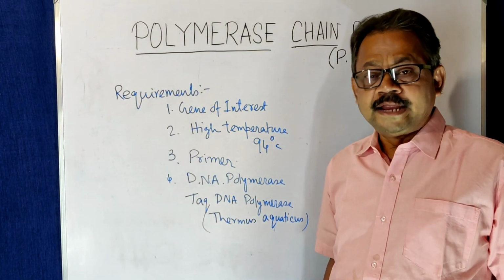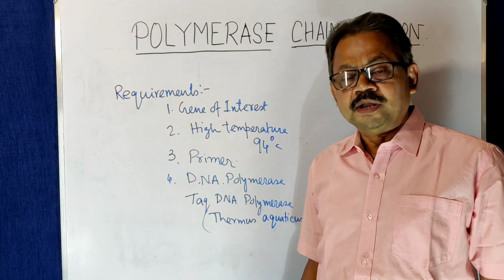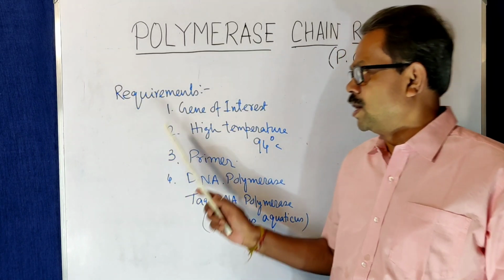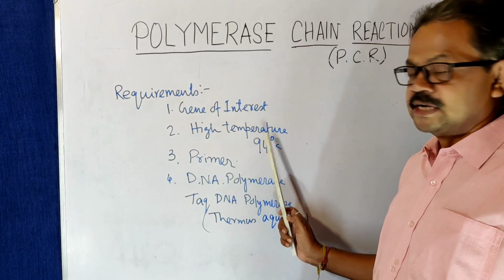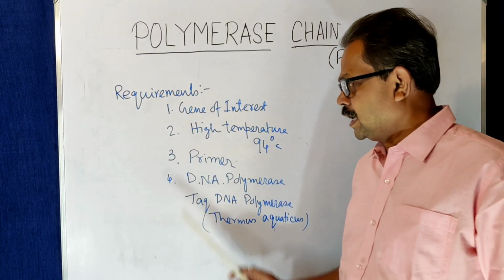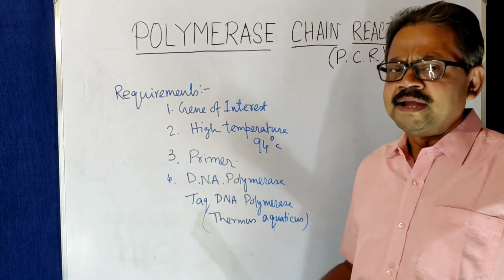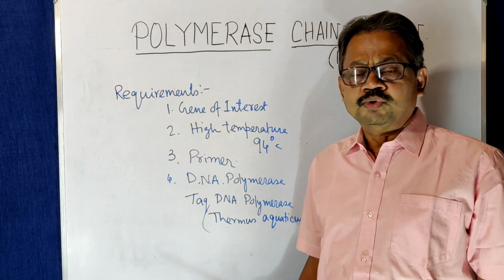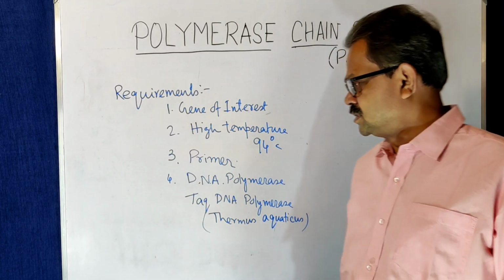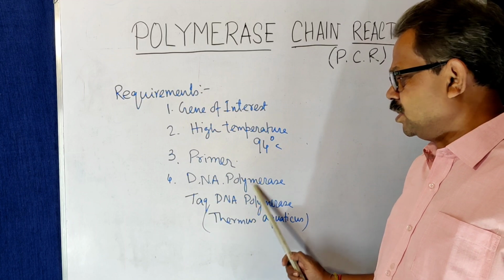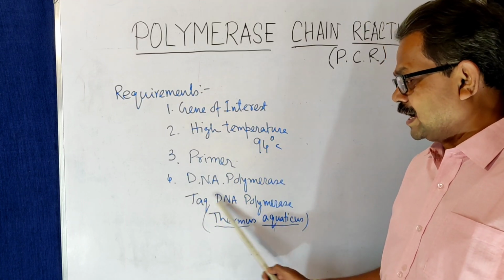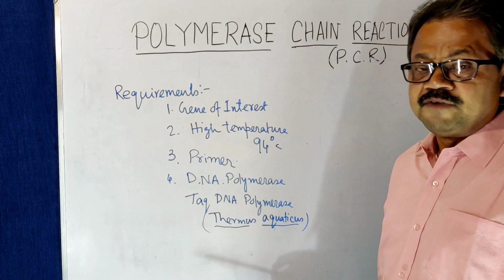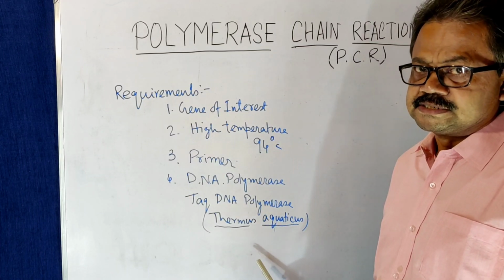Now I am coming to tell you the requirements of polymerase chain reaction. Number 1 is the gene of interest. Number 2, high temperature, which should be 94 degrees Celsius. Third is primer. A primer is an oligonucleotide, which is very essential for this process. And next is the DNA polymerase enzyme. Here a particular DNA polymerase is used, called Taq DNA polymerase, which is obtained from Thermus aquaticus.